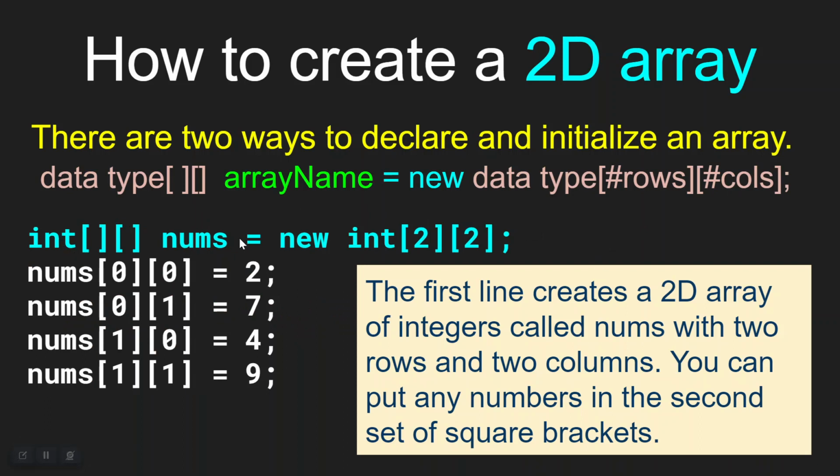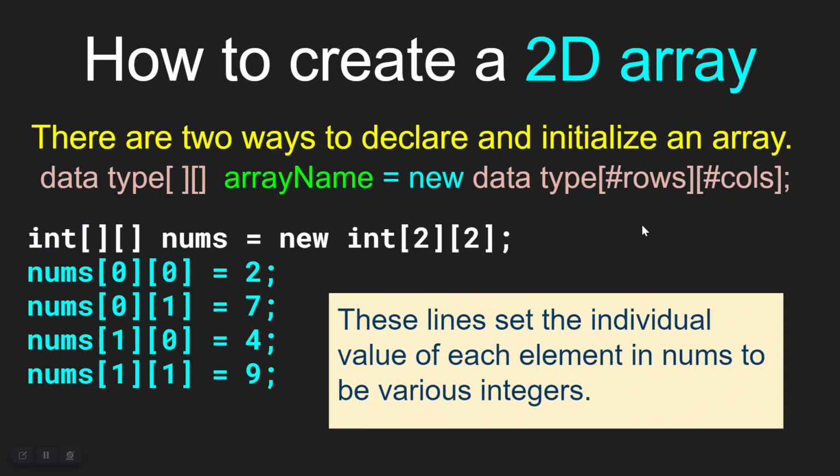So this first line of code right here creates a two-dimensional array of integers called nums, because it says int and then both of those, and then it's called nums. And then it sets it equal to this 2 by 2 two-dimensional array. Now you can put any number you want in these square brackets over here, so you can create a two-dimensional array with any number of rows or any number of columns that you want.